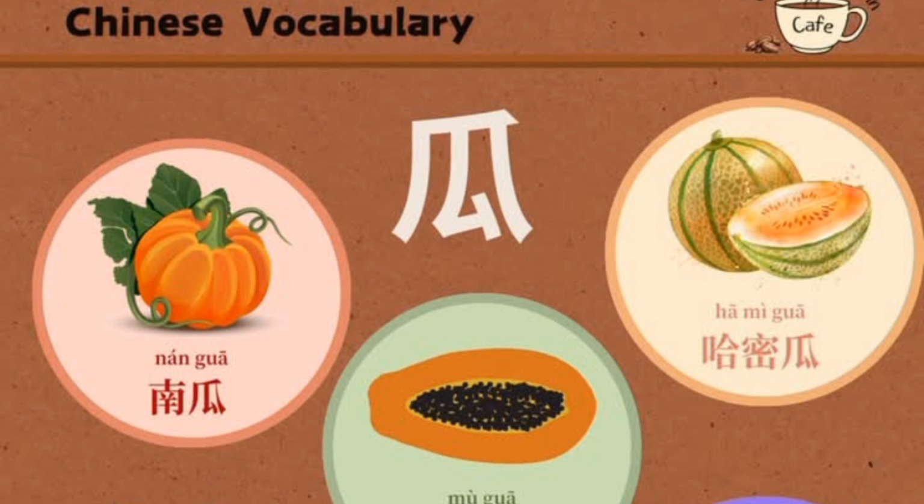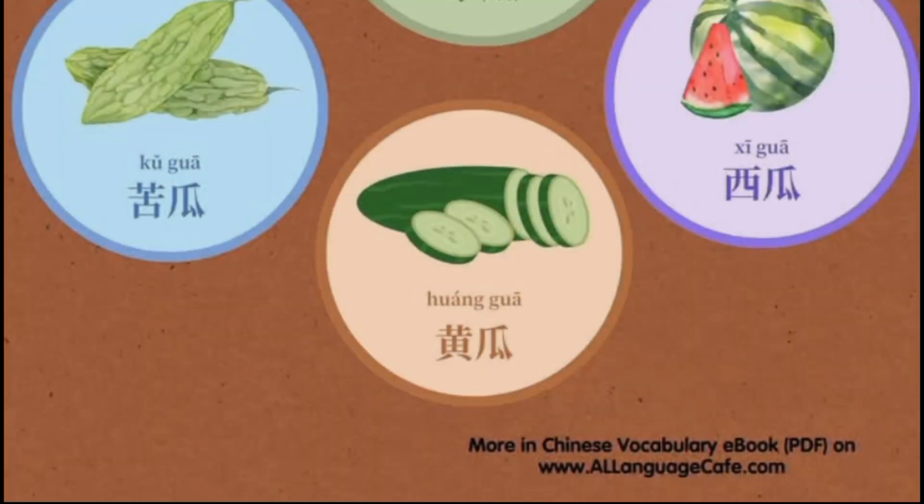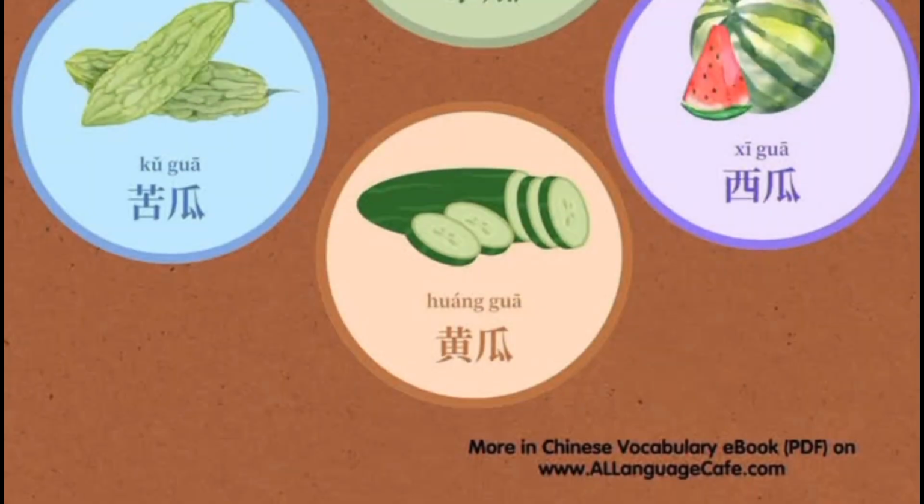Today's theme is super juicy: fruits and vegetables from the gua family. The character 瓜 is used in many fruit and veggie names. Let's explore them one by one.